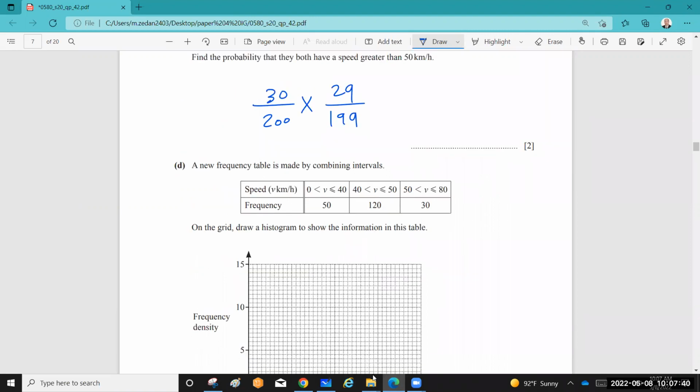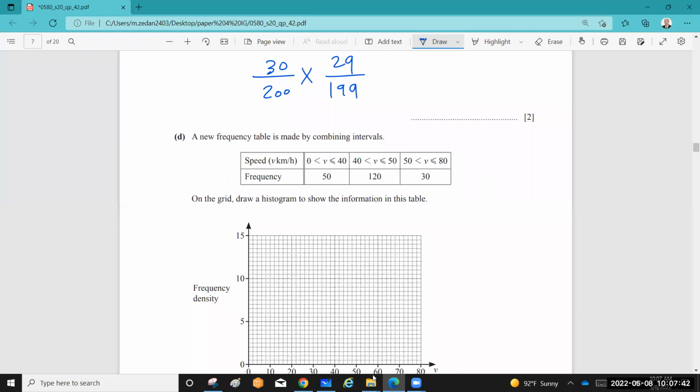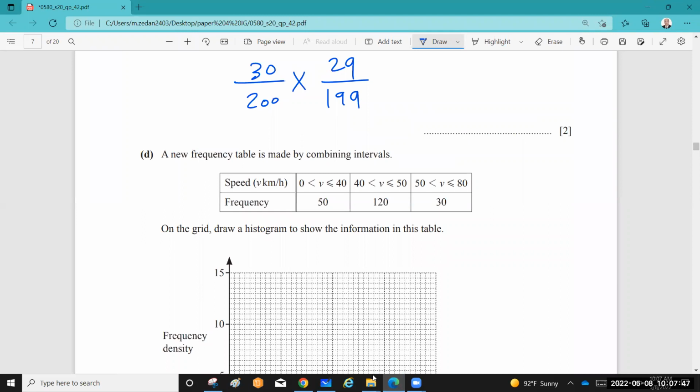Okay. Here you want to summarize the table in 3 sets only, or 3 classes instead of 6. He gathered each 2 classes together. If you want to draw a histogram, you just find the class widths. Just add to your table class widths here and frequency density down. The class width is the difference: 40 minus 0 is 40, 50 minus 40 is 10, and 80 minus 50 is 30. And then for frequency density, you just divide the frequency by class widths.